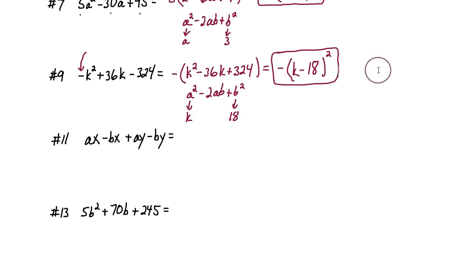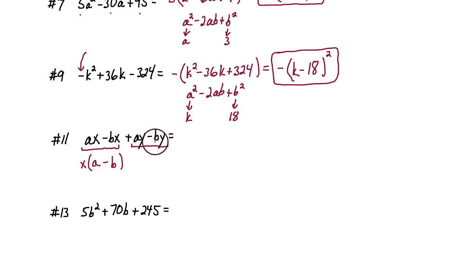Number 11. As we look at all 4 terms, there is not a greatest common factor. However, if we group the 4-term polynomial into a pair of binomials, then each of those pairs does have a GCF. Looking at the first binomial, there's an x in both terms. Let's write the GCF down, followed by a set of parentheses. X times what makes ax? We need an a. X times what makes negative bx? We need a negative b.